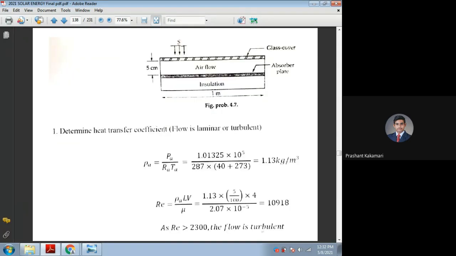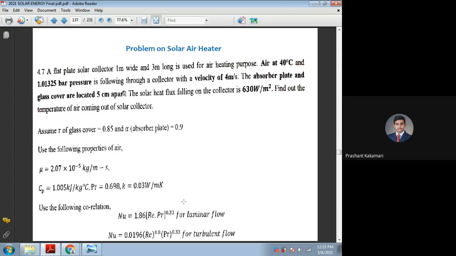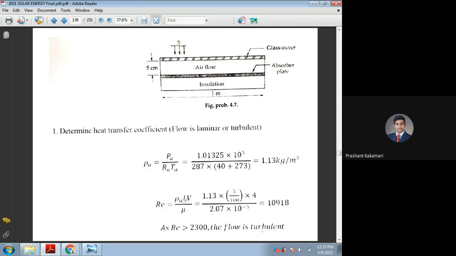Or else, first you can find out the turbulency of the given system. To find whether the flow is laminar or turbulent, we all know that we are going by Reynolds number, rho V d by mu. So here d is the length of the given system, or the height. For the given d value, they have taken 5 by 100, I think 5 centimeter height.